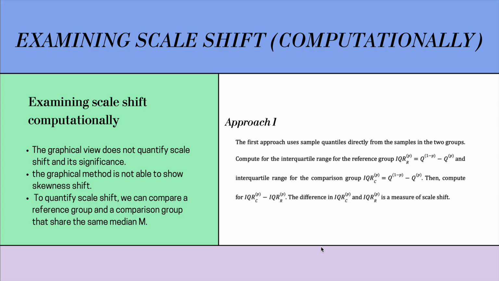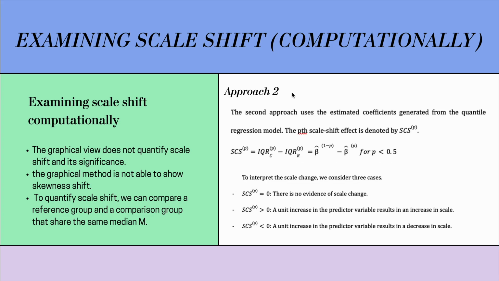To quantify scale shift, we can compare a comparison group and a reference group that share the same median M. The steps are as follows. For the first approach, we use the sample quantiles directly from the samples in the two groups. You do not need to perform quantile regression modeling in this approach. Simply compute the interquartile range for the reference group and the interquartile range for the comparison group. Then compute the difference in IQR of the comparison group and the IQR of the reference group. This difference is a measure of scale shift.